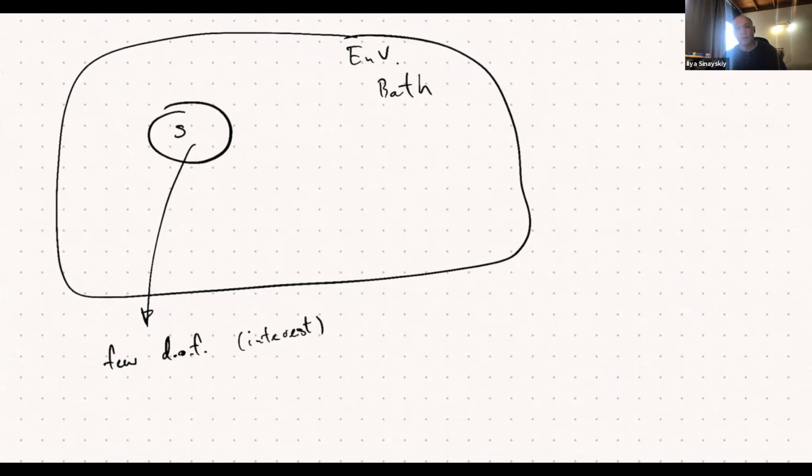What is the bath? The bath is something which is obviously affecting your system. But first of all, you're not very interested in what's happening with the bath. Second, the bath usually has a huge number of degrees of freedom, something like 10 to the 23. And even if there are some examples of exactly solvable models, you don't get too much useful information from the bath.